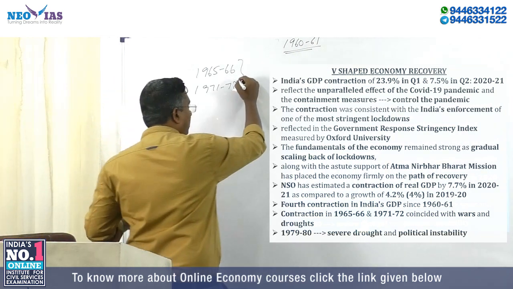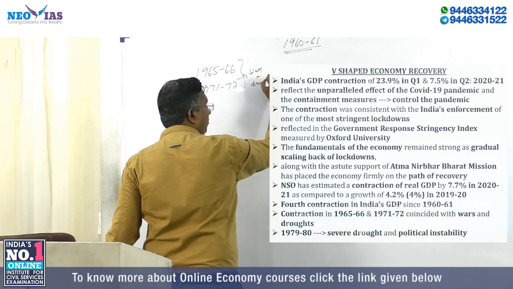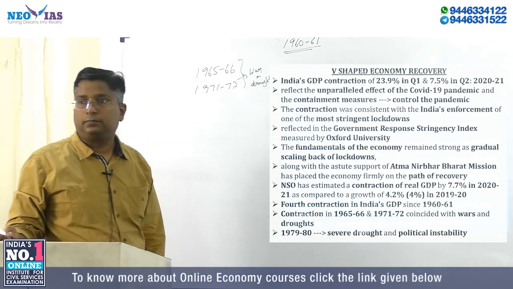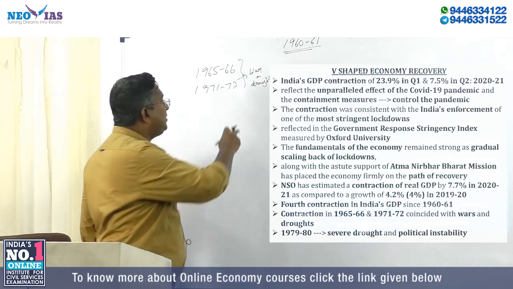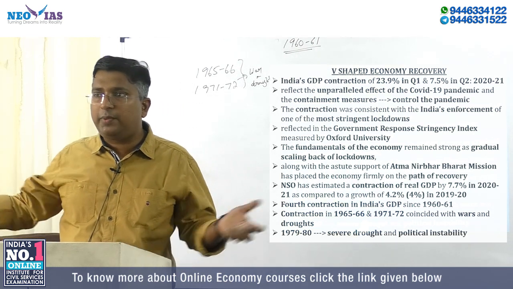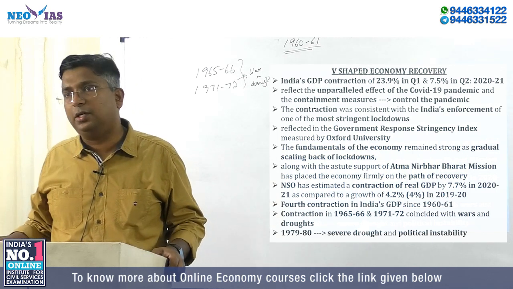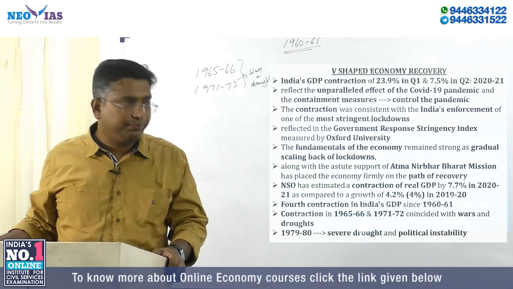So, war and drought is the reason for the contraction. Naturally, if there is drought, what will happen to the agriculture growth? It will be low or negative, because water is a crucial input for agricultural activity, yes or no?